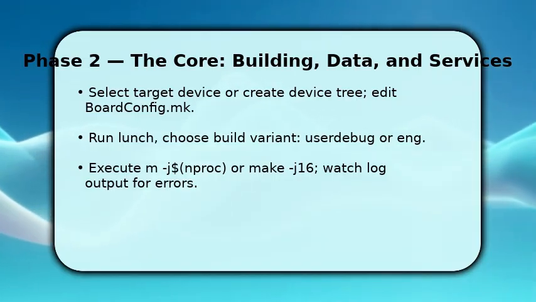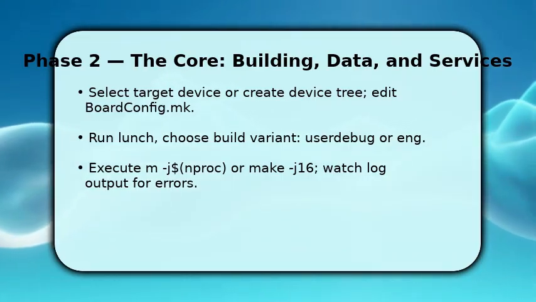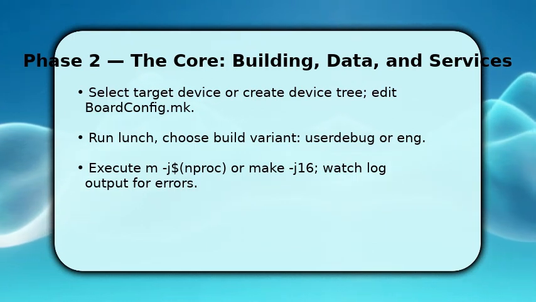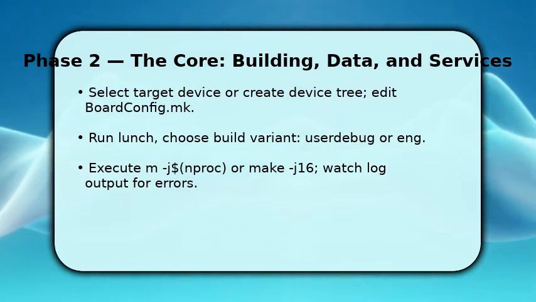Then kick off the build with make -j$(nproc), or make -j16 to parallelize compilation. While compiling, monitor logs for missing headers or vendor blobs, and resolve each error quickly. Fixing early is faster than iterating.